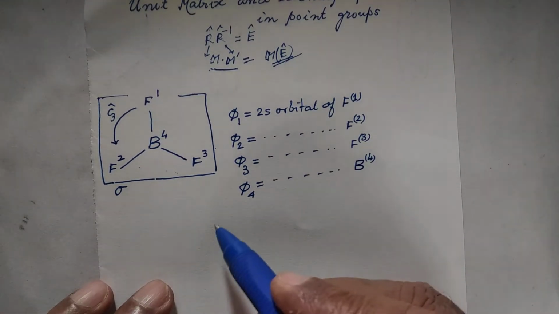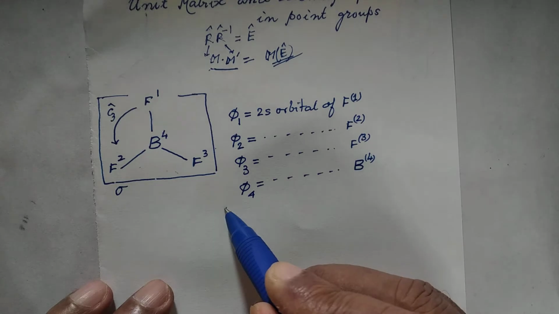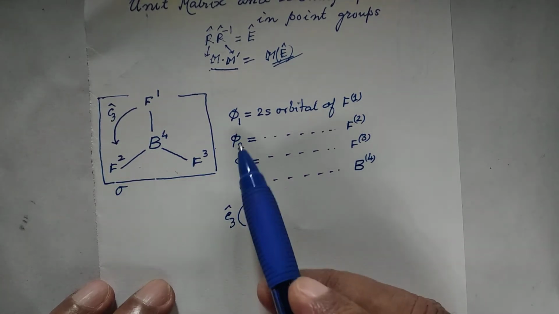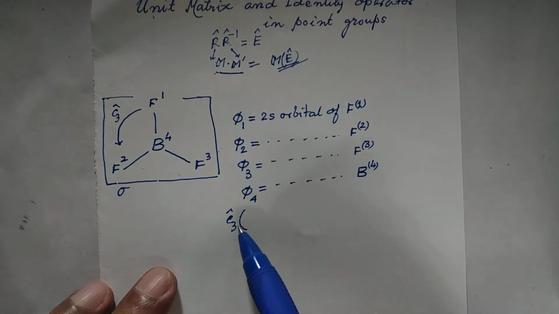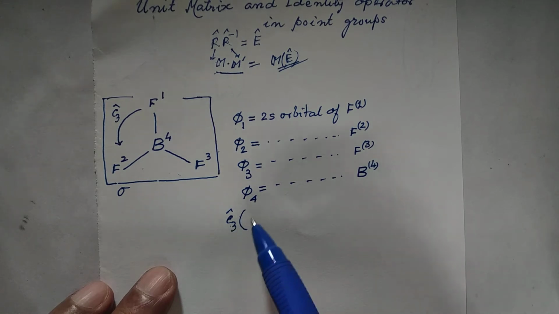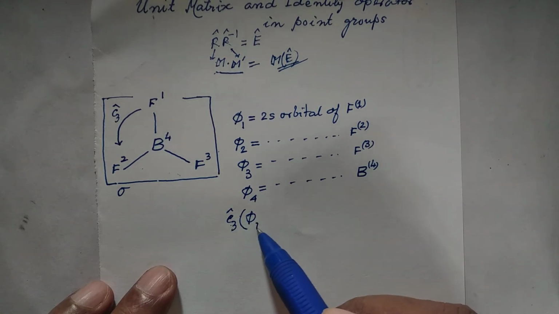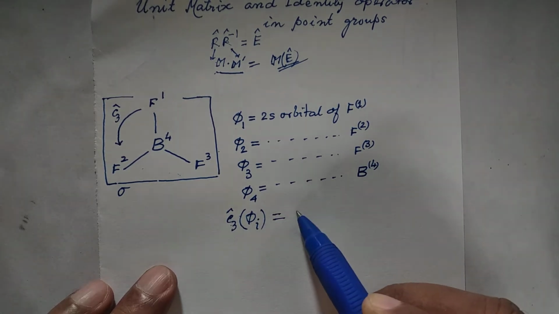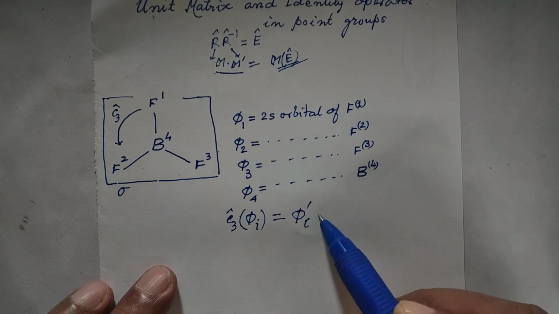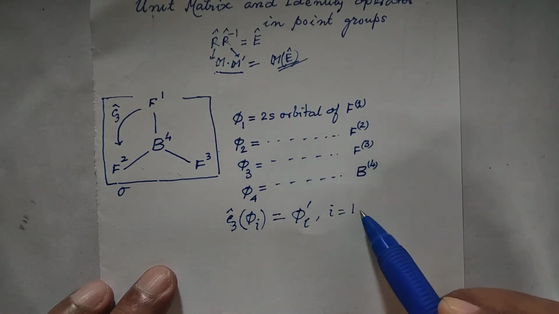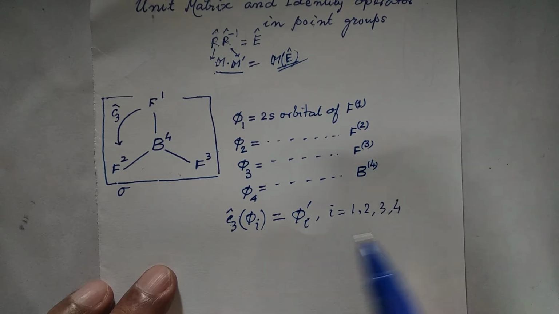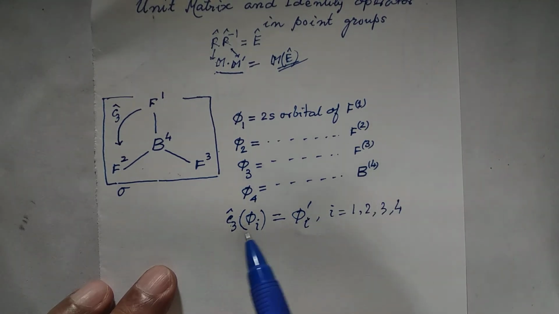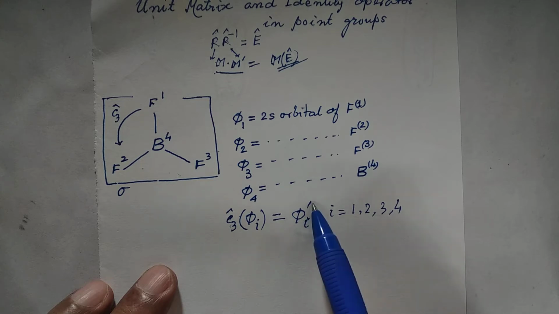These are actually functions, wave functions of the orbitals. If we apply a C3 operator on the ith orbital, suppose it becomes a new function, phi i primed. This is for all the four, 1, 2, 3 and 4. This means that by C3, phi1 turns into phi1 primed, phi2 turns into phi2 primed, and so on.